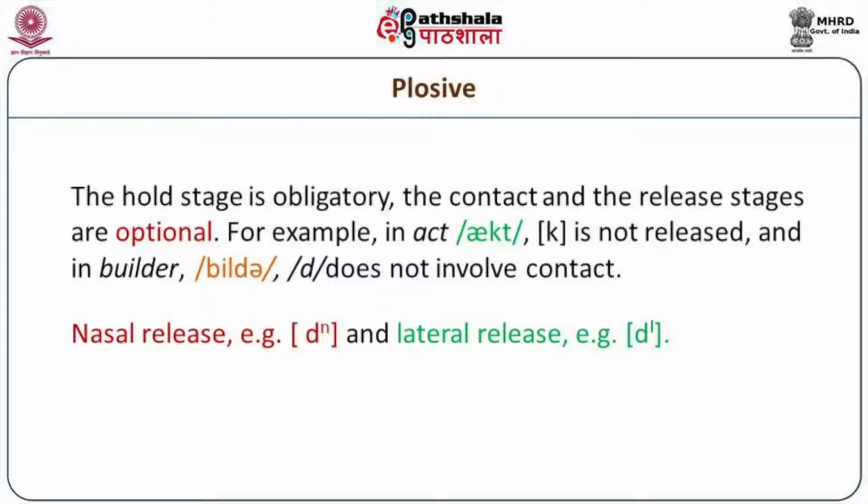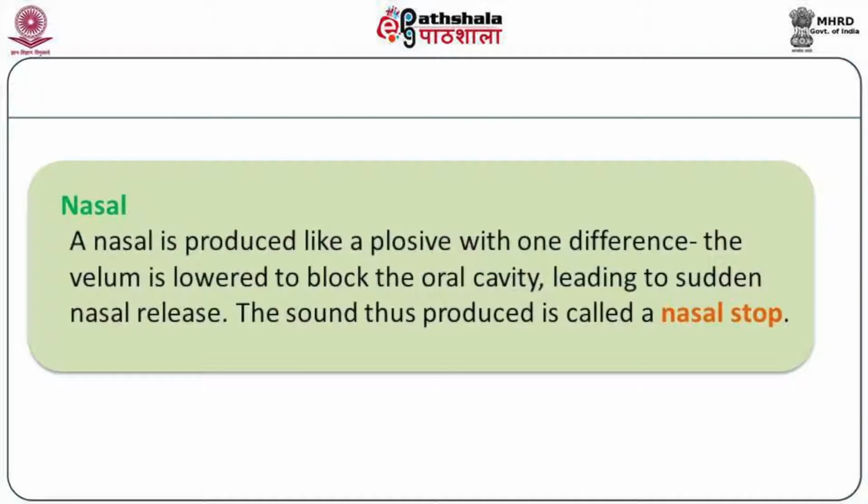Take a look at some of these figures for the production of plosives. Sometimes a plosive can have not a very clear oral release, but another kind of release, such as nasal release, like dn. So the d is not released straight away, but is released with the nasal consonant, or it may be released with a lateral consonant, such as dl. So there are languages which have nasal or lateral release for certain sounds.